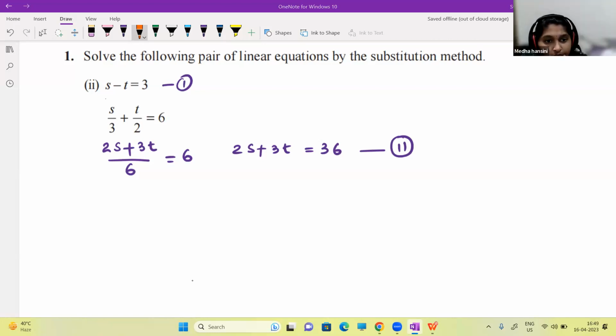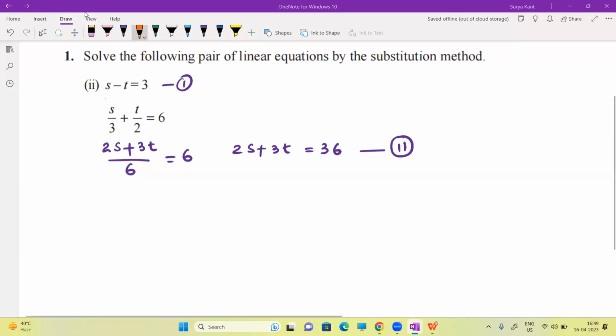Okay. So we can take 2 common. How can we get 2 common? There's 3 in the second part. First part is 2, second part is 3. How can we take 2 common here? You can't take 2 common here, Hansini.